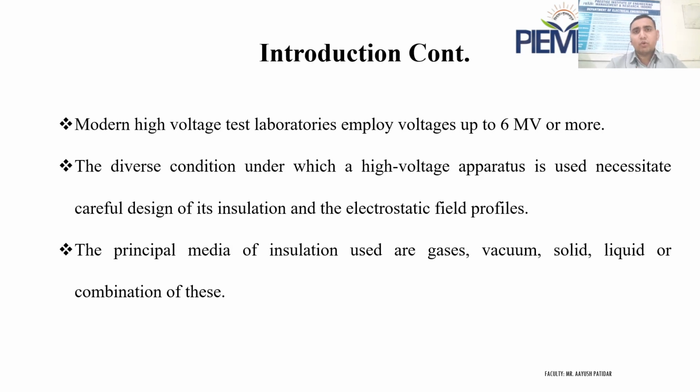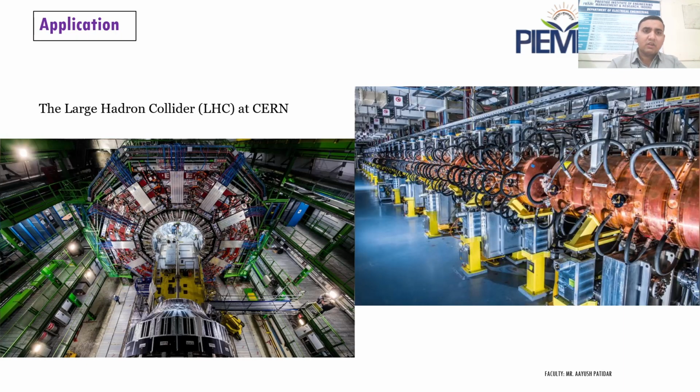The principal media for insulation in extra high voltage or high voltage engineering are gaseous, vacuum, solid, and liquid. For example, an SF6 circuit breaker uses a gaseous medium to insulate between two arcing processes. Another application of high voltage engineering is the Large Hadron Collider, which requires very high voltage equipment to produce the so-called God particles. So it requires very high voltages, and the equipment and insulation must be very good for this test circuitry.